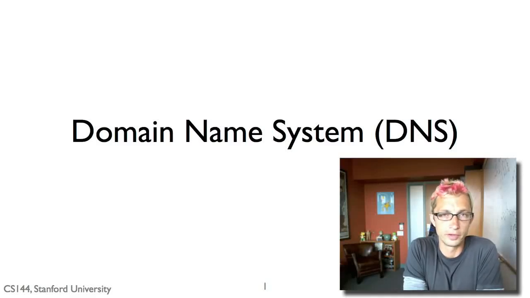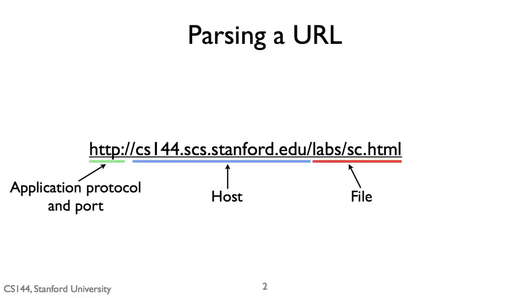This is the first of 3 videos about the domain name system, or DNS. So let's look at a URL for a second. If we look at a basic URL like you would put into your web browser, it has 3 basic parts. It has first, at the front, the application protocol and port. So this is saying that we're going to be requesting a file over HTTP, and by default that means port 80, a TCP port 80.